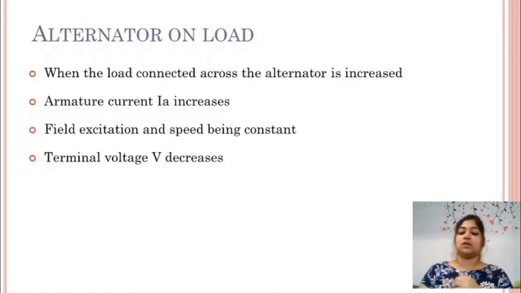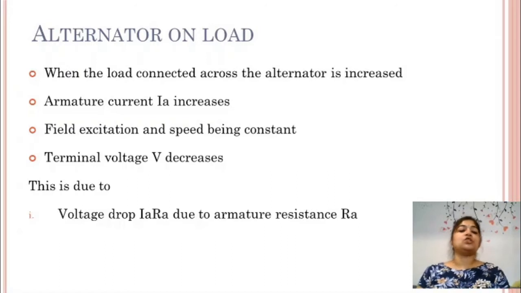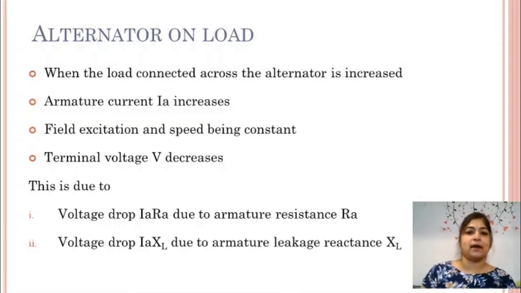Now, why does terminal voltage decrease? There are a few reasons. One of the reasons is voltage drop IARA due to armature resistance RA. Every winding has its own resistance. Yes, it is made up of good conductor, and ideally the resistance should be zero, but practically there is always some resistance. It is not a physical resistance connected, but just the resistance of the winding. So because of this resistance, when the current flows through that winding, there is voltage drop across it, and that is represented by voltage drop IARA.